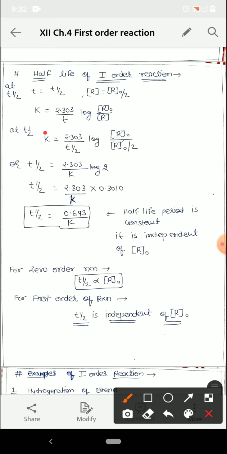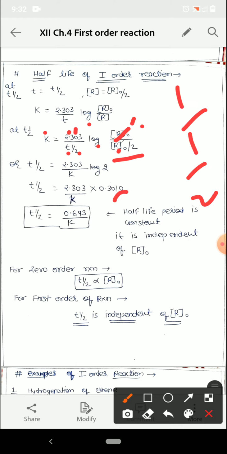So put this value in that. So K is equal to 2.303 upon T half log R naught as it is, and in place of R we wrote R naught by 2. R naught cancels, 1 by 2 goes up, what will it become? So this was 1 upon 1 by 2. So it is 2.